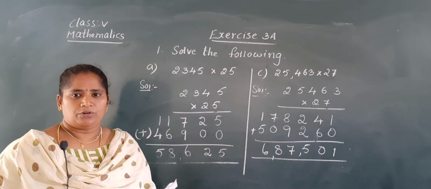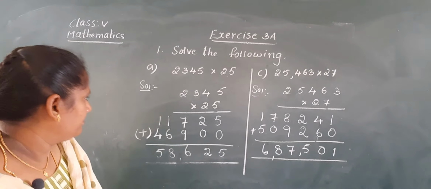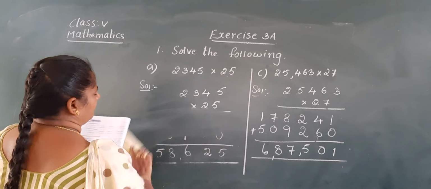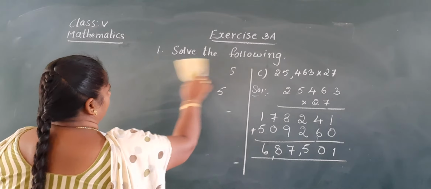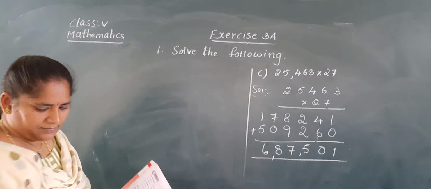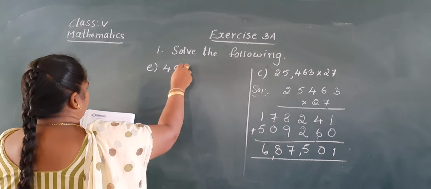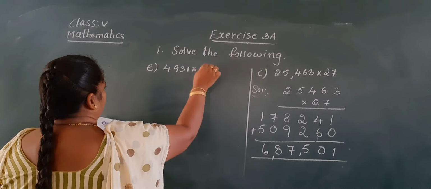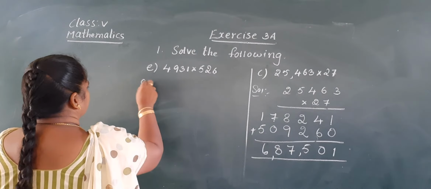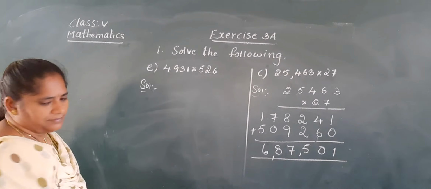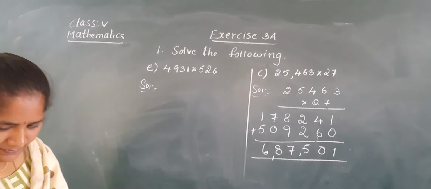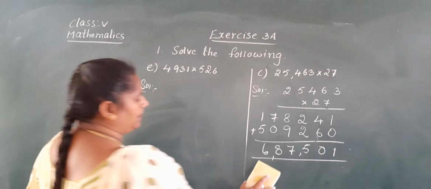Okay, now note down E problem. E. Note down E. 4,931 into 526. Note down. Can I rub this one, children?